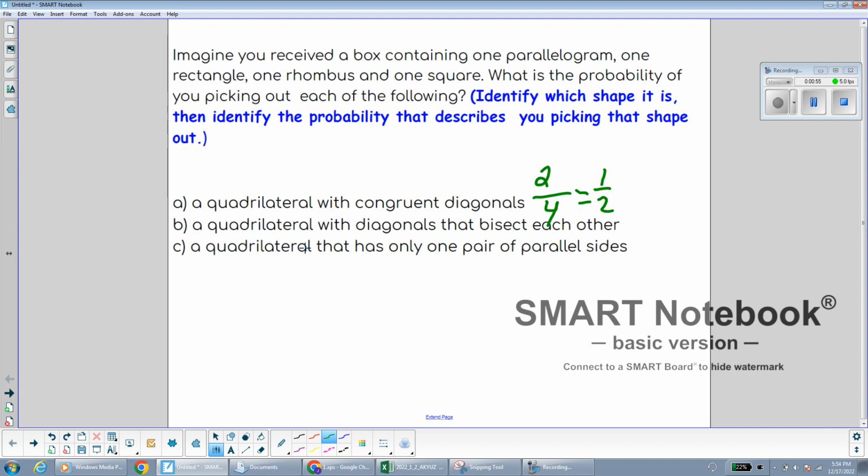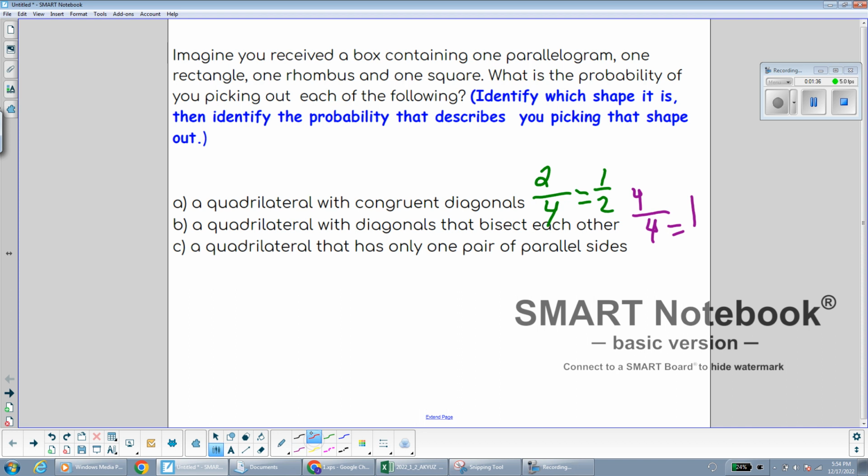A quadrilateral with diagonals that bisect each other. So once again, there are four shapes in this box, and diagonals that bisect each other is a property of parallelograms. And since rectangles are parallelograms, they also have this property. Since rhombuses are parallelograms, they also have this property. And since squares have properties of both rectangles, rhombuses, and parallelograms, squares have this property as well. So that's 4 out of 4, which simplifies to 1. So that's a 100% chance of pulling out a shape from this box that has diagonals that bisect each other.